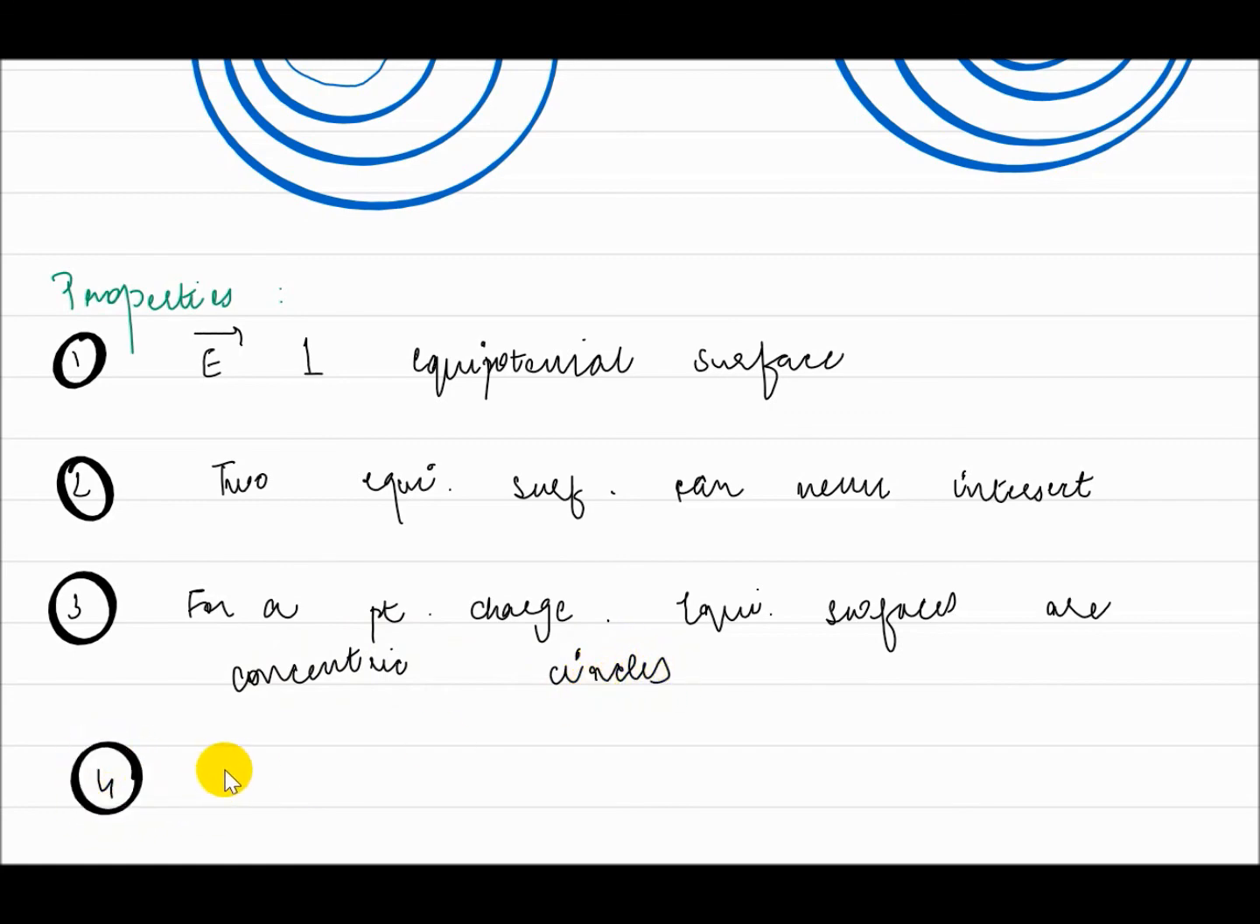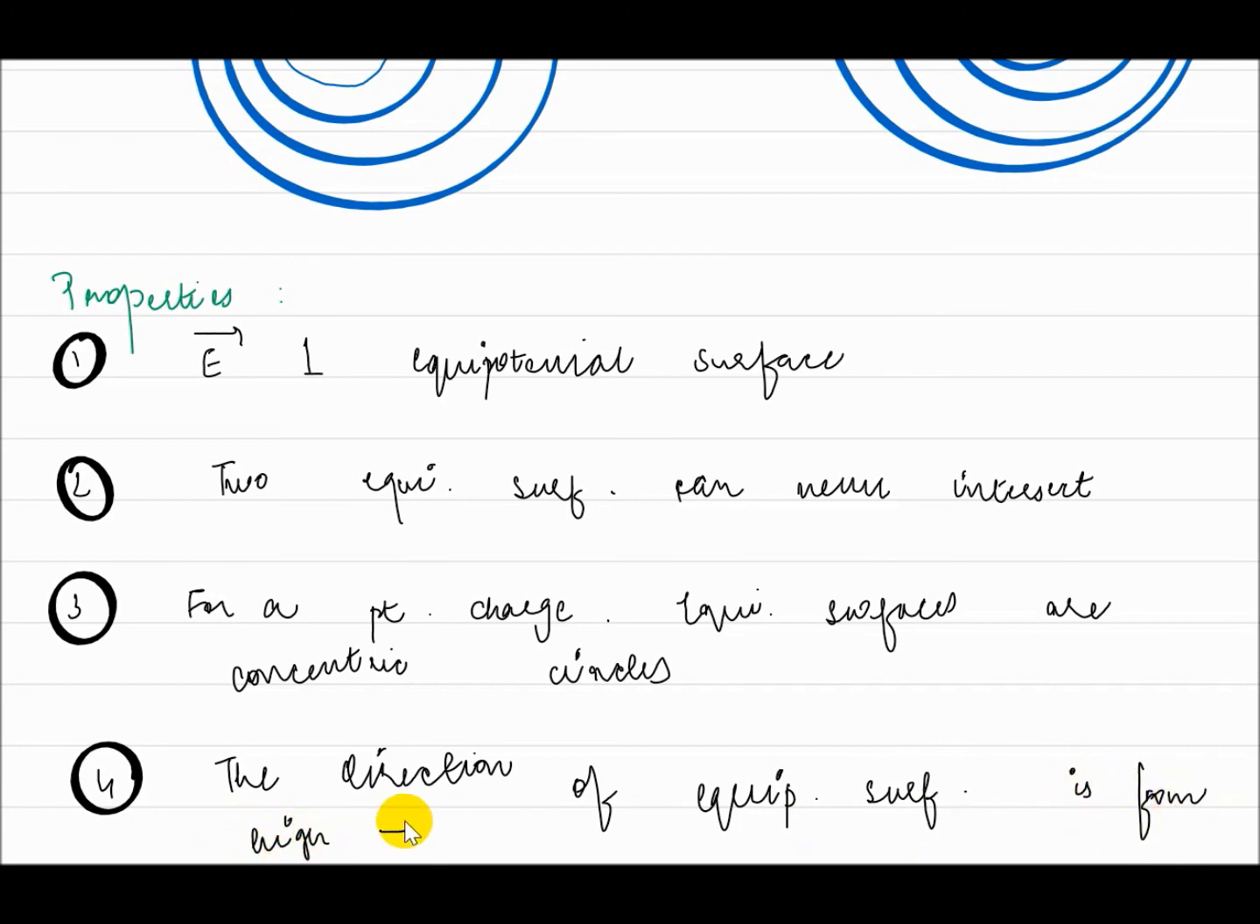Fourth property is the direction of the electric field is from high potential to low potential. So these are the diagrams for equipotential surfaces and the four properties.